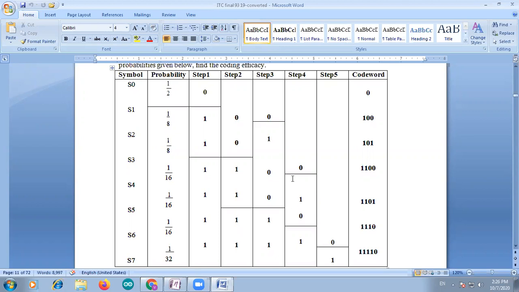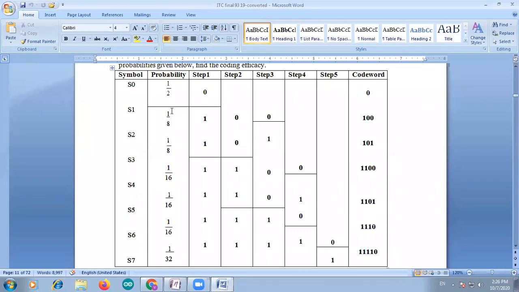Okay. So again, step 4: 1 by 16 and 1 by 16 are divided. Assign 0 for above the line, 1 for below the line. Again, 1 by 16 and 1 by 32 are divided, with 0 above the line and 1 below the line. Now the procedure is completed.